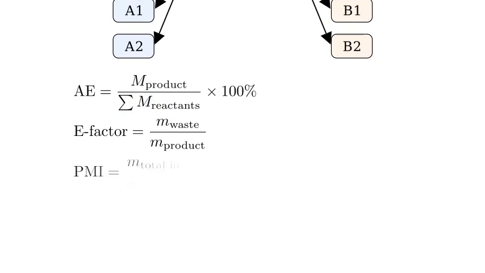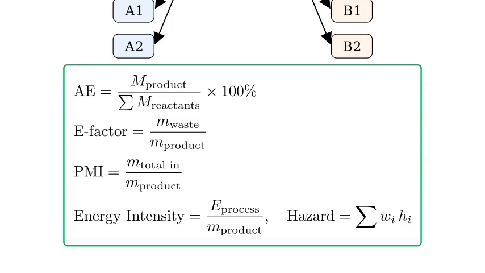We score routes with core green metrics. Atom economy is the mass of the desired product divided by the total mass of reactants times 100%. The E factor is the mass of waste divided by the mass of product. Process mass intensity is total mass divided by mass of product. We can also include energy intensity and hazard scores.